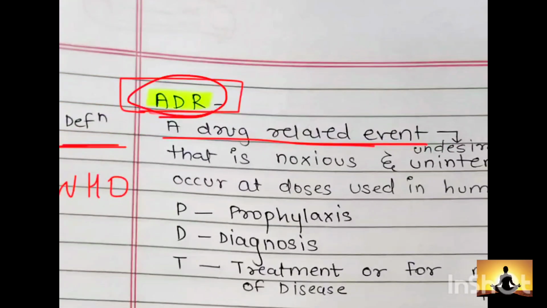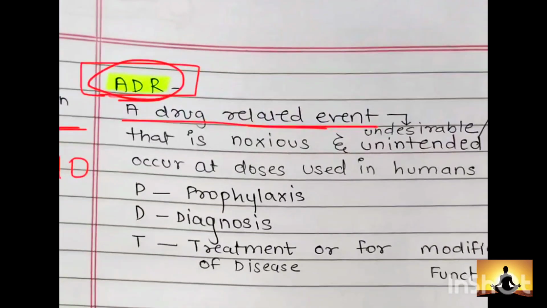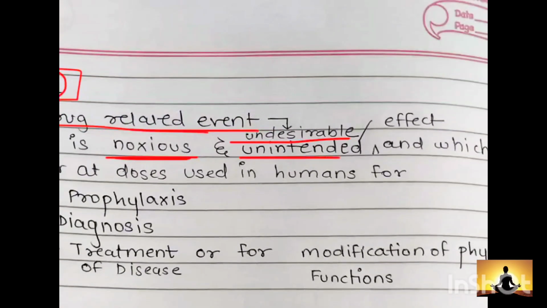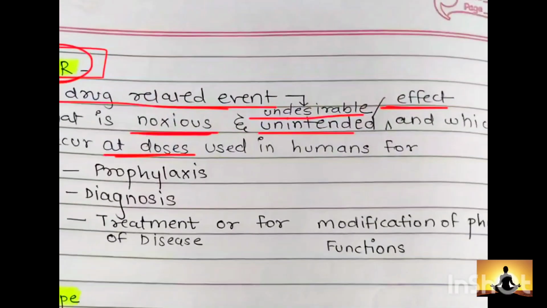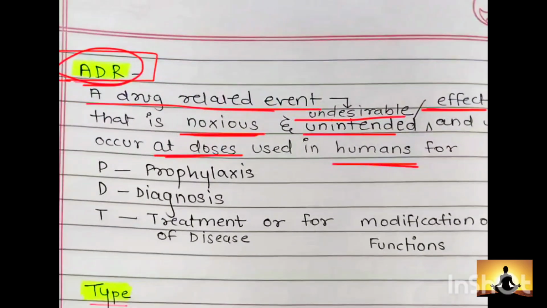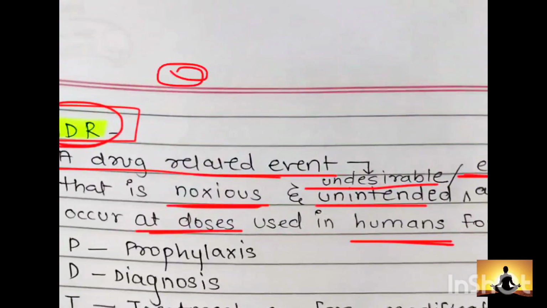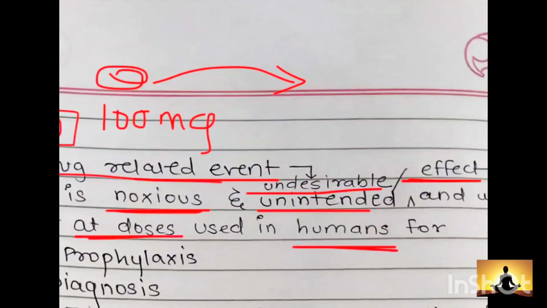Any drug that we consume, if it has some adverse reaction on our health which is undesirable, unintended, noxious, that is called an adverse drug reaction. So a drug related event that is noxious, undesirable or unintended effect and which occurs at doses used in humans. For example, I'm consuming this medicine at 100 mg. This is a dose. So if I consume this, adverse drug reactions can occur.